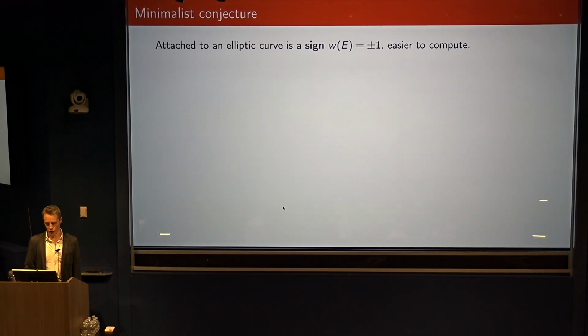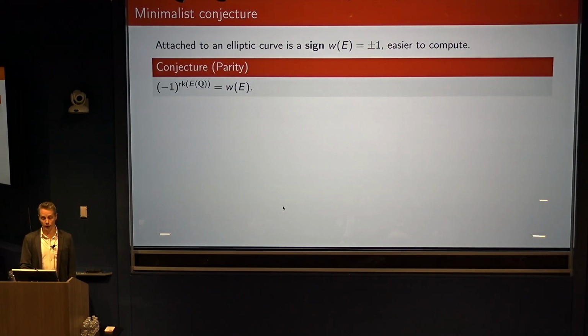Now, there's a minimalist conjecture. To set it up, I have to introduce one new piece of information about an elliptic curve, and it's called its sign. I'll give you a little bit of a sense of where this sign comes from, but in order to set up the conjectures and the expectations, that's not essential to know. Every elliptic curve has a sign, plus or minus 1. It's much easier to compute than everything else, certainly way easier to compute than the rank. And there's a conjecture that the sign is related to the parity of the rank in the following way. Minus 1 to the rank is equal to the sign. I'd elaborate more on where this comes from, but it just says if the sign is plus 1, we expect the rank to be even. If the sign is minus 1, the rank is supposed to be odd.